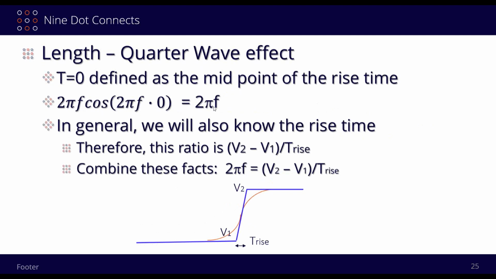We get 2 pi f. In general, we also know the rise time, which is really the time from V1 to V2, the delta, so we get the rise time T. If we combine these two facts together, here's our equation. Well, guess what? We know the voltage.